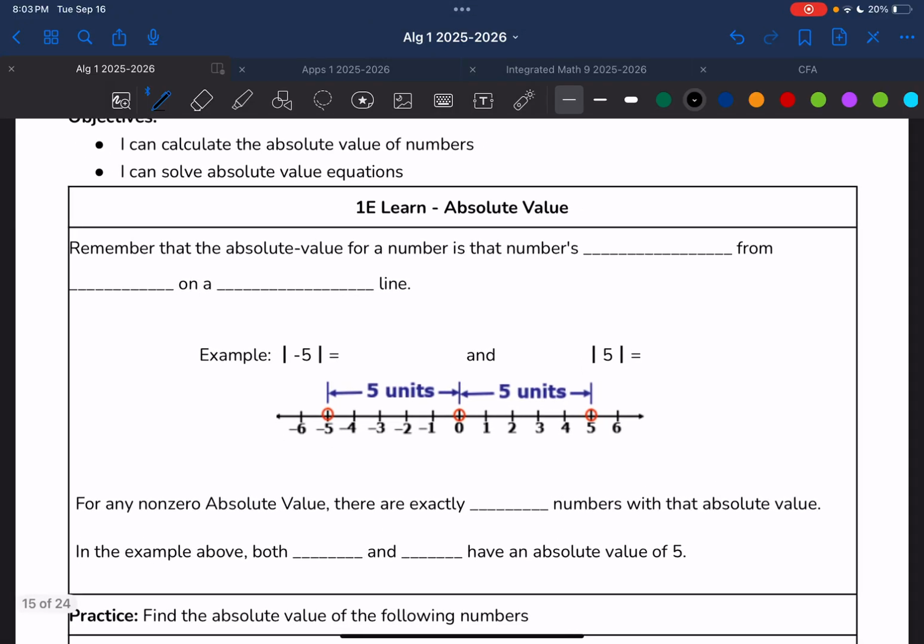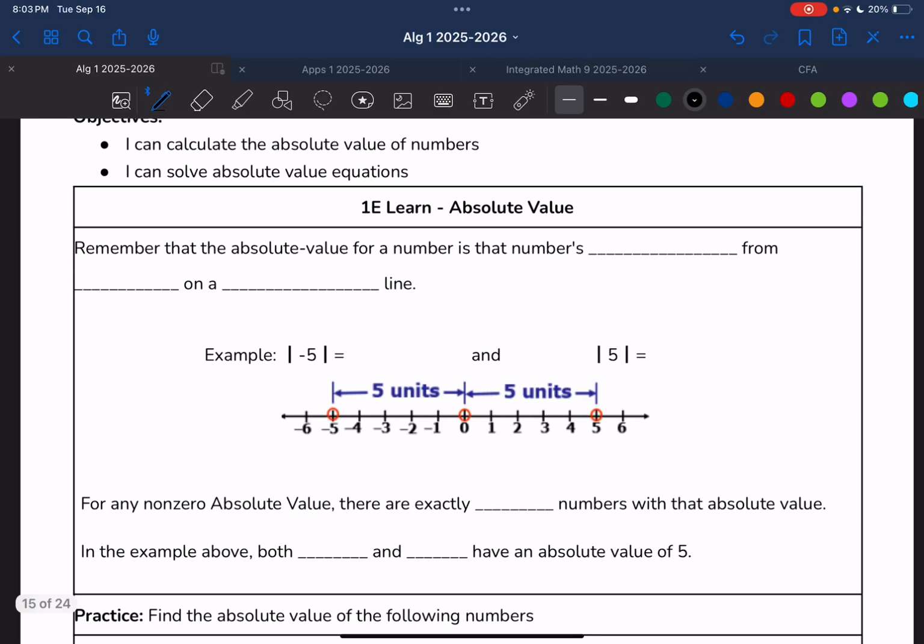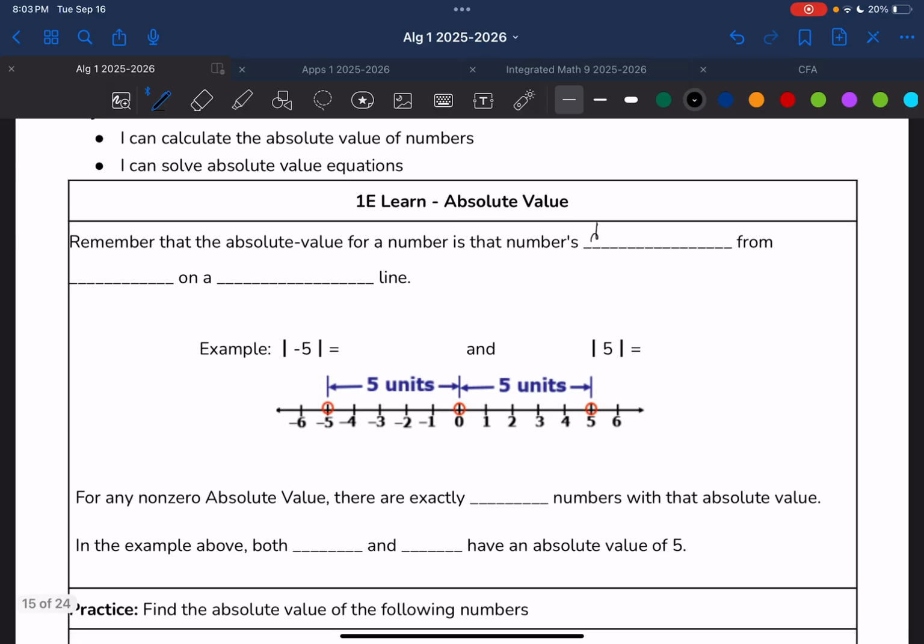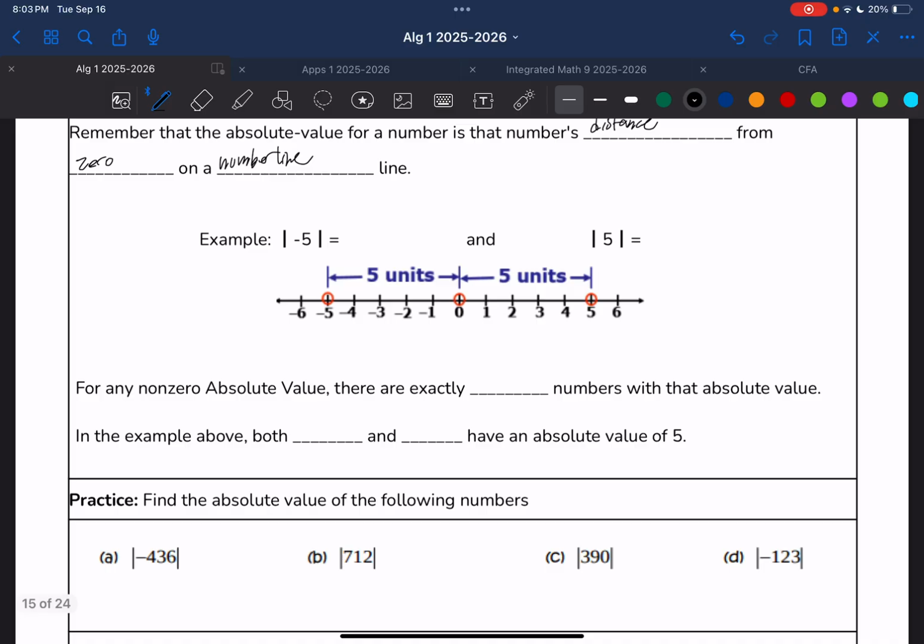So remember that an absolute value for a number is that number's distance from 0 on a number line. So whatever the number is, we're talking about how far is it from 0. So for any non-zero absolute value, there are exactly two numbers with that absolute value. As we can see with 5 here being our example.